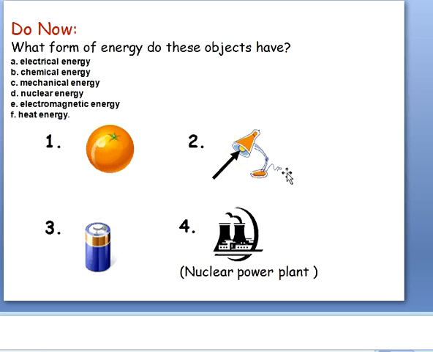Okay, so now what I'd like to have you do, write these down on a piece of paper and be ready to share with me when you talk with me on the phone. What kind of energy is in 1, 2, and there might even be a couple in 2, 3, and 4.